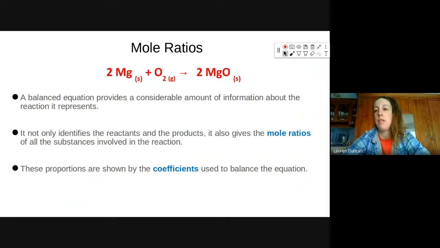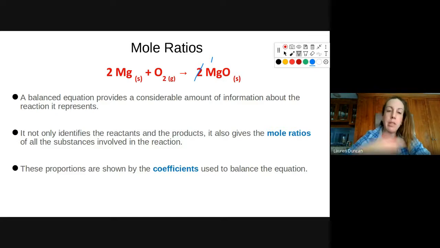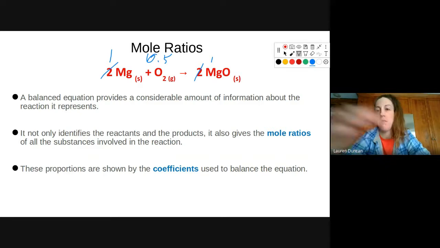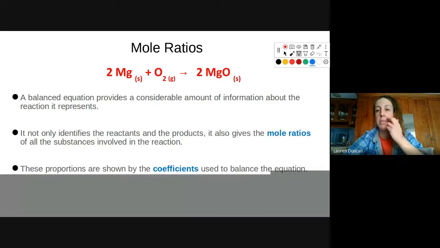Same thing, if I wanted to make only 1 mole of magnesium oxide, half as much, I would need half as much of each reactant. I would only need 1 mole of magnesium for every half a mole, 0.5 moles, of oxygen. All right, that is stoichiometry, at least on the level we talk about it in this class.